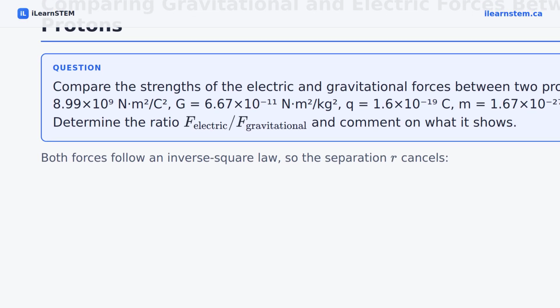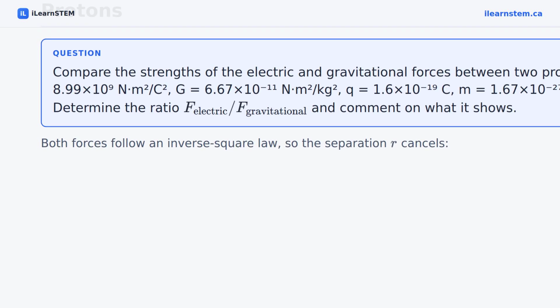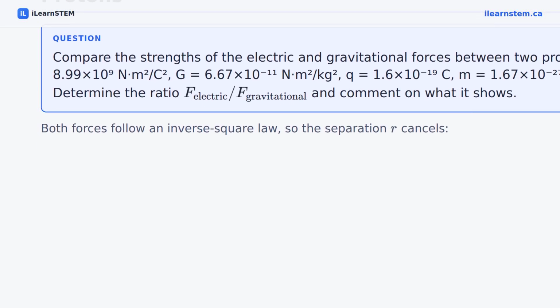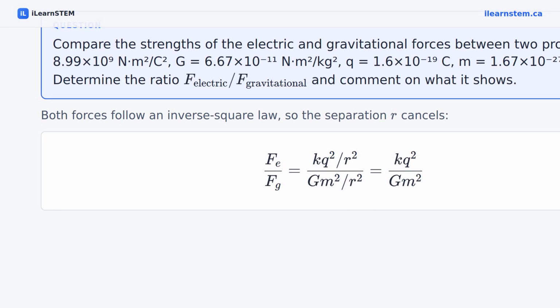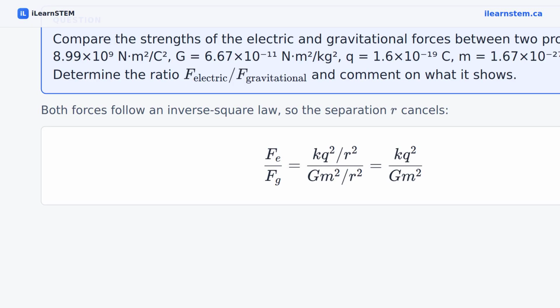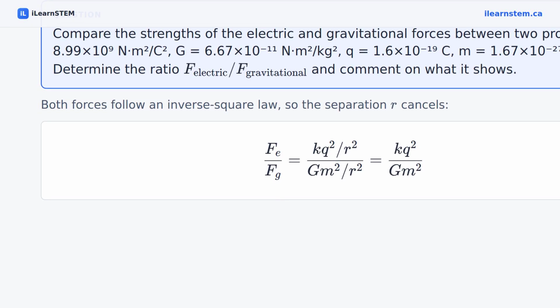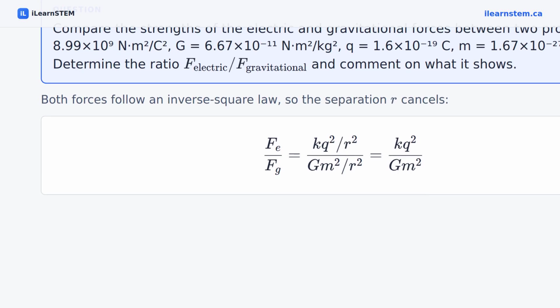First, note that both forces follow an inverse square law, so the separation distance r cancels out. The ratio of electric force to gravitational force equals kq²/r² divided by Gm²/r², which simplifies to kq²/Gm².